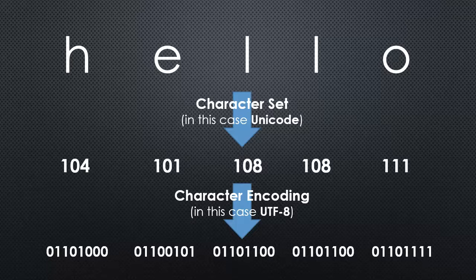All right, so character sets, numbers to letters, character encoding, numbers in base 10 to numbers in base 2, to binary, and how many bits we're using, how many digits we're using to store that. Got that? All right, we're ready to move on.